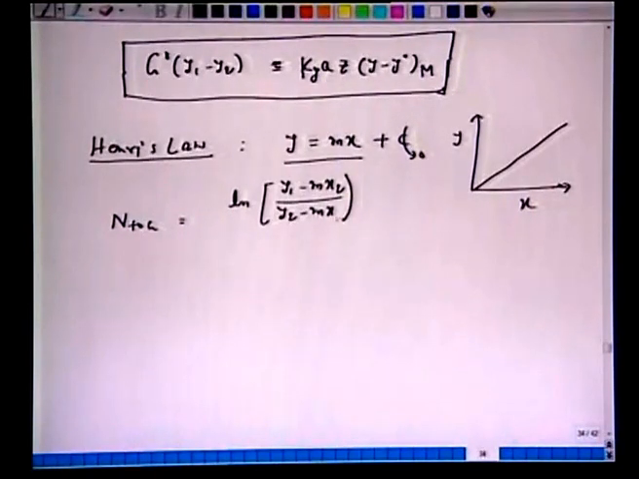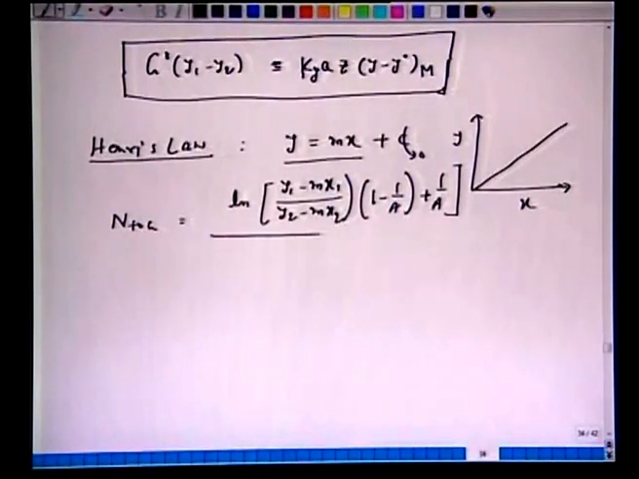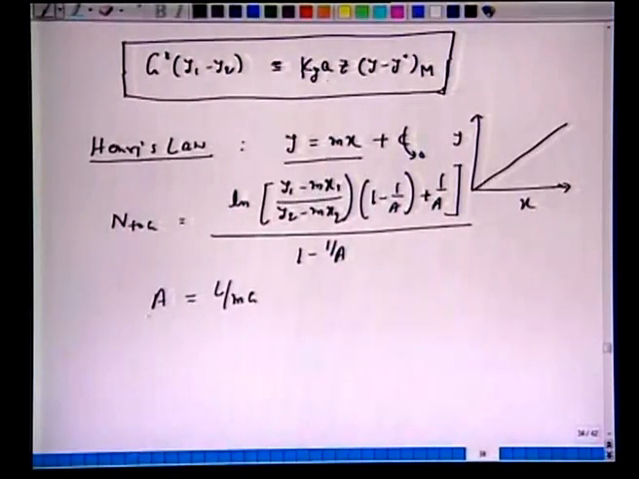So, we have x2 and here, this should be m x1, 1 minus 1 over a, plus 1 over a, over 1 minus 1 over a, and a should be familiar: a is L by mG, the absorption constant. This is not the first time we are using this NTOG.